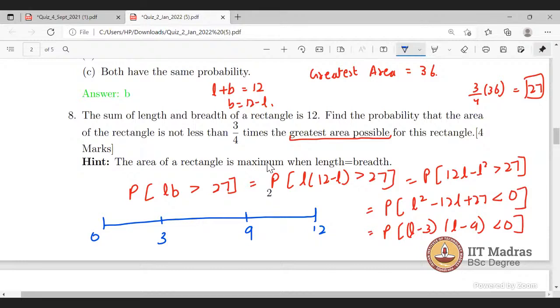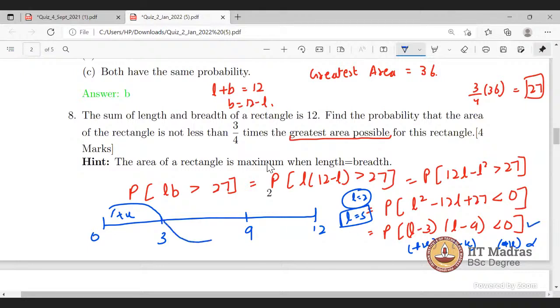If it takes a value less than 3, let's suppose 2: 2 minus 3 is negative and 2 minus 9 is negative, and negative times negative is positive, so this condition is not satisfied. Now take any value between 3 and 9, let's say 5. 5 minus 3 is positive and 5 minus 9 is negative, so positive times negative is negative, and my condition is satisfied.